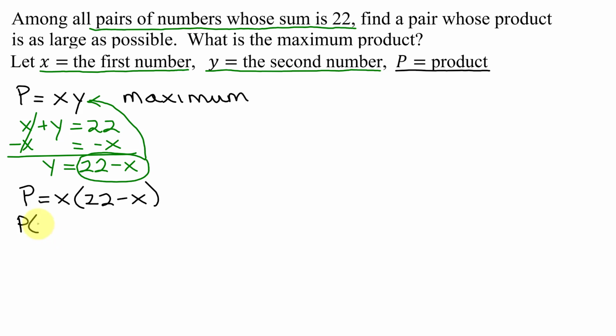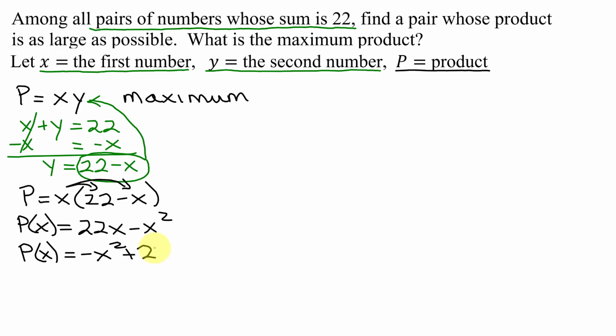So I can say my product function p of x equals, distributing the x, x times 22 is 22x, x times negative x is negative x squared. What type of function is this? Notice the highest exponent on an x is a 2. It's a quadratic function. We like to write them in descending order, so I'm going to start with negative x squared and then have plus 22x.